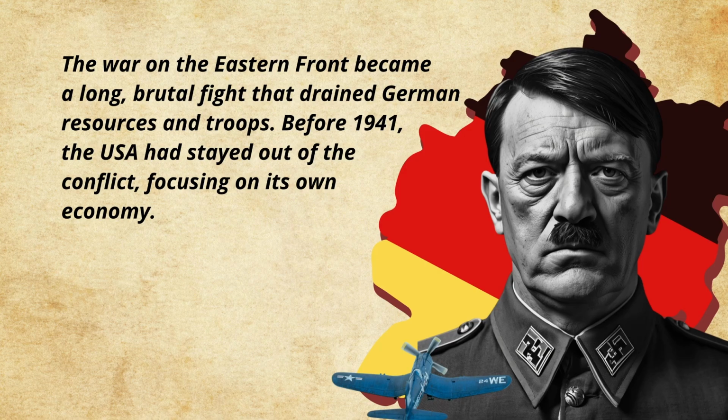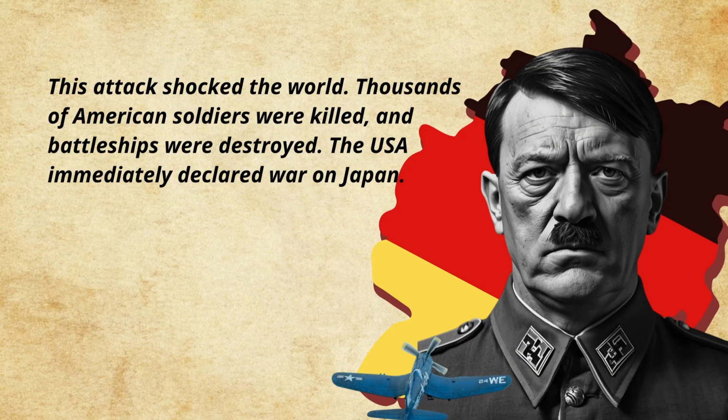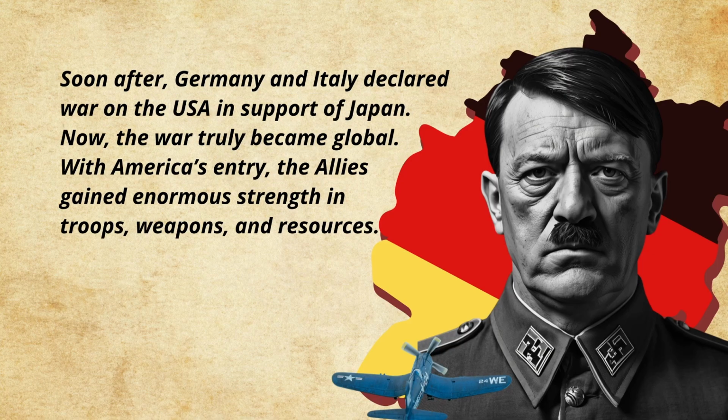Before 1941, the USA had stayed out of the conflict, focusing on its own economy. But everything changed on December 7, 1941, when Japan attacked Pearl Harbor, the American naval base in Hawaii. This attack shocked the world. Thousands of American soldiers were killed and battleships were destroyed. The USA immediately declared war on Japan. Soon after, Germany and Italy declared war on the USA in support of Japan. Now, the war truly became global.